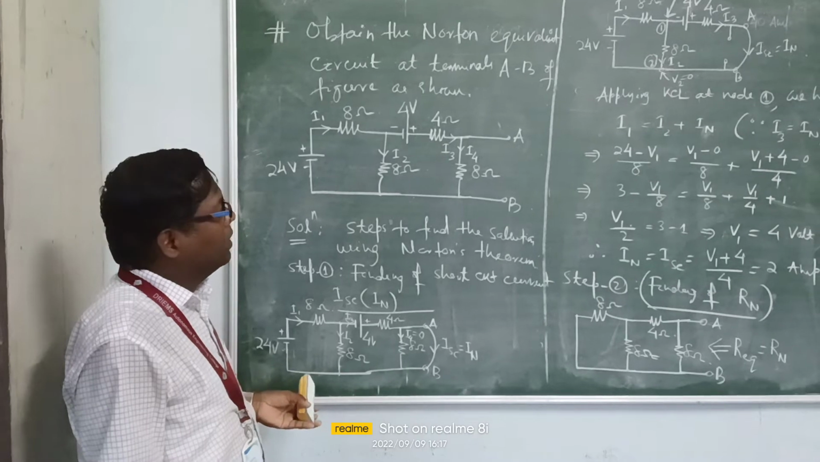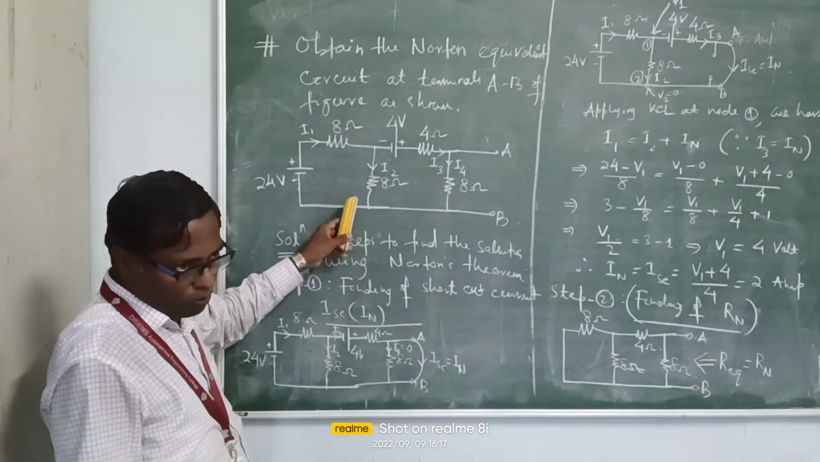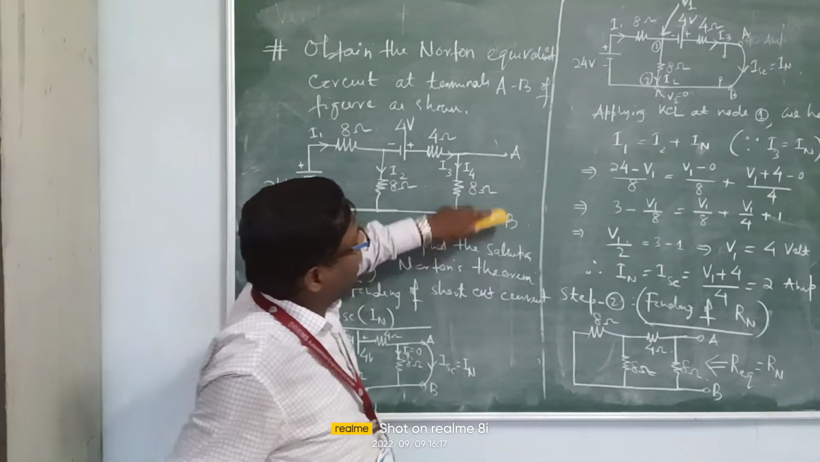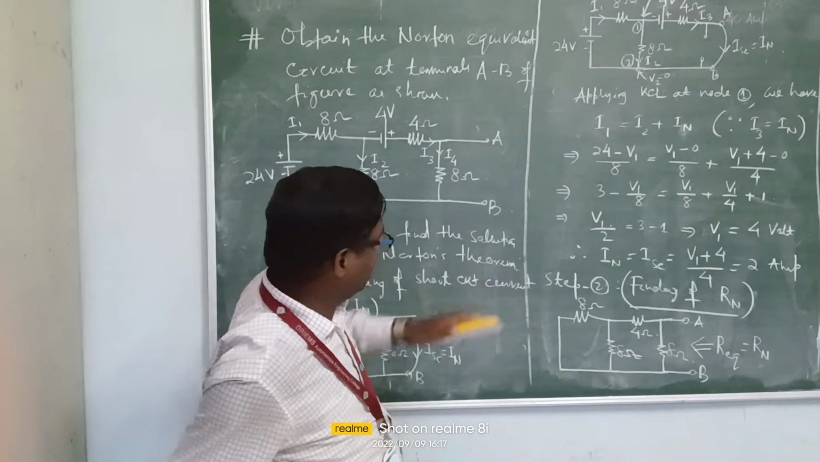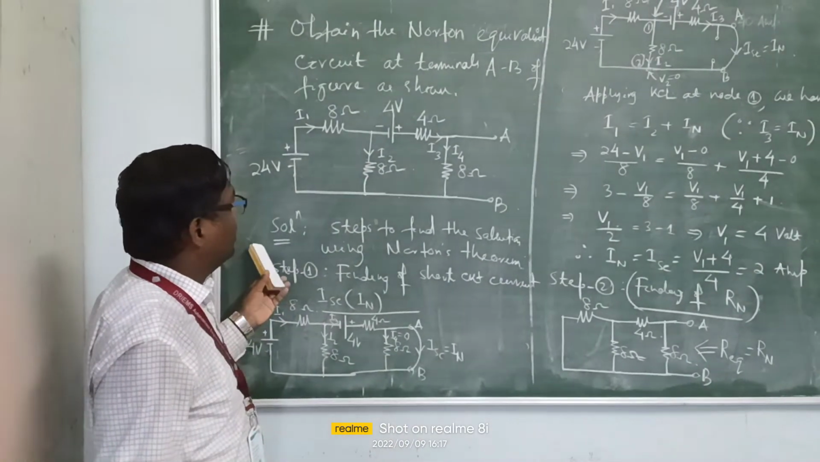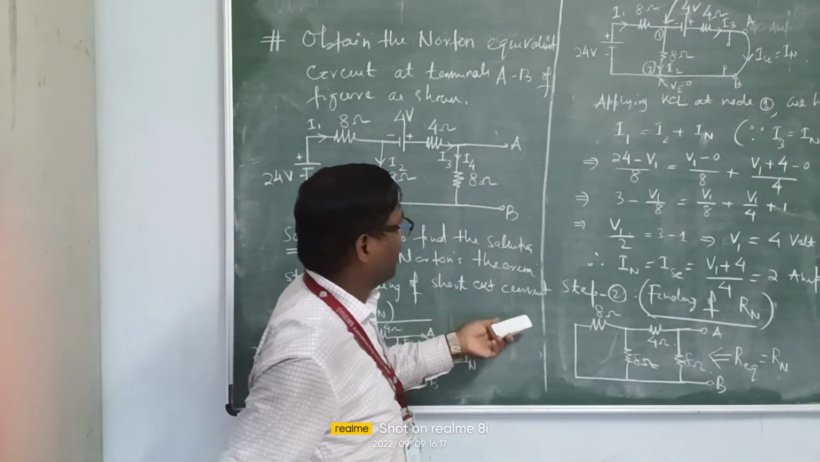Basically, for finding the solution using Norton's theorem, wherever we have to find out current, first you make it shorted. That is step 1. Step 1 is finding the short circuit current.